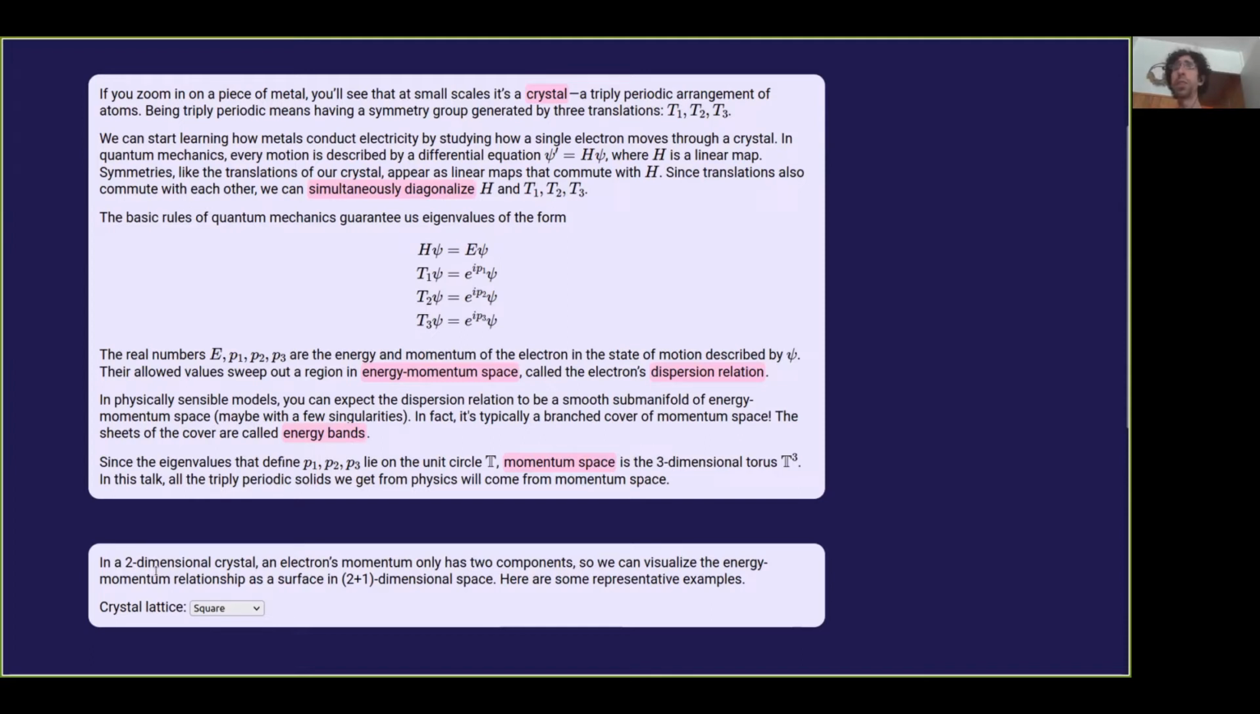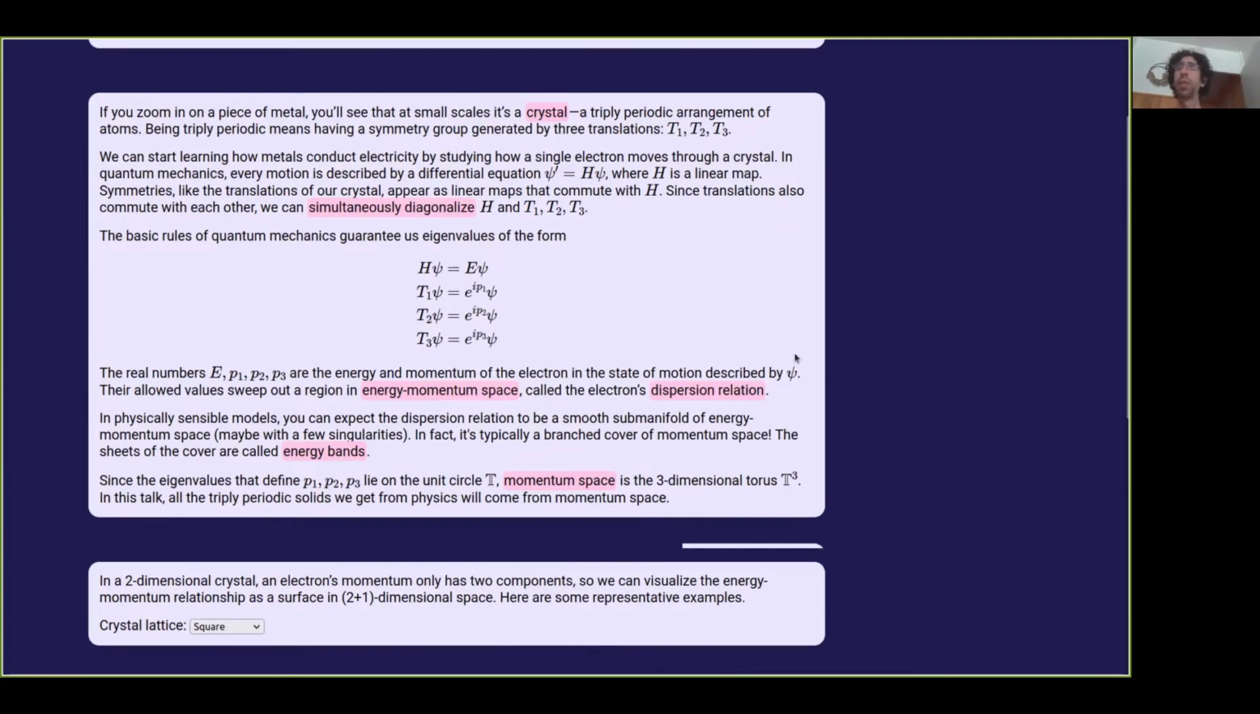Since those translations also commute with each other, we can simultaneously diagonalize the infinitesimal time translation H and the spatial translations T1, T2, and T3. The basic rules of quantum mechanics guarantee that when we do that simultaneous diagonalization, we get eigenvalues that look like this. H will have a real number as an eigenvalue, and then the eigenvalues of T1, T2, and T3 are unit norm complex numbers, which you can describe by these angles, P1, P2, and P3. And those numbers, E, P1, P2, and P3, are the energy and momentum of the electron in the simultaneous eigenvector state, the state of motion described by that simultaneous eigenvector.